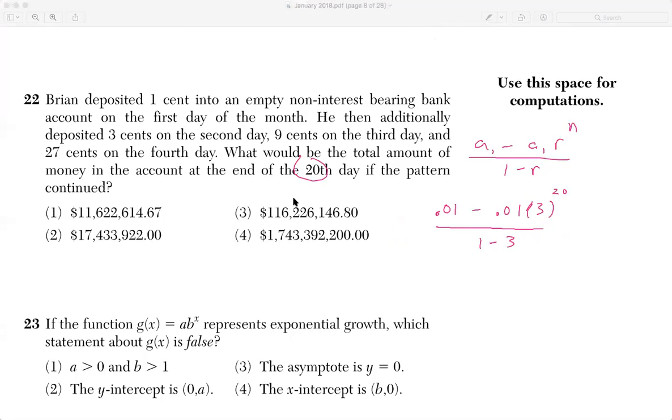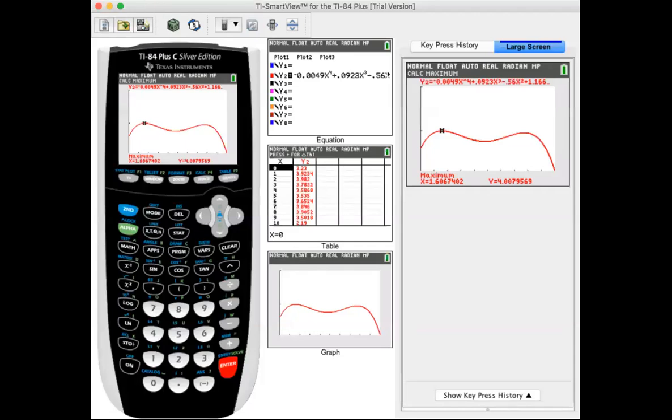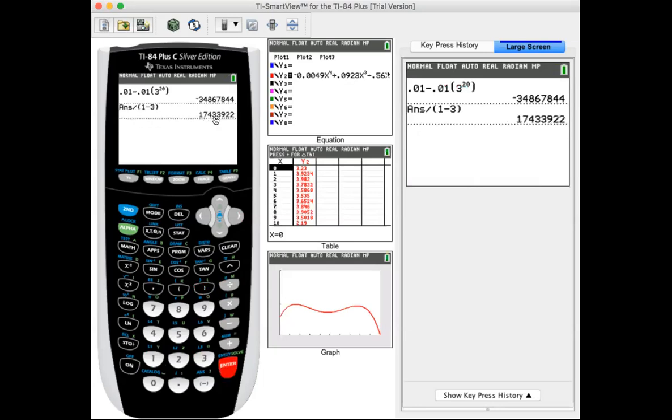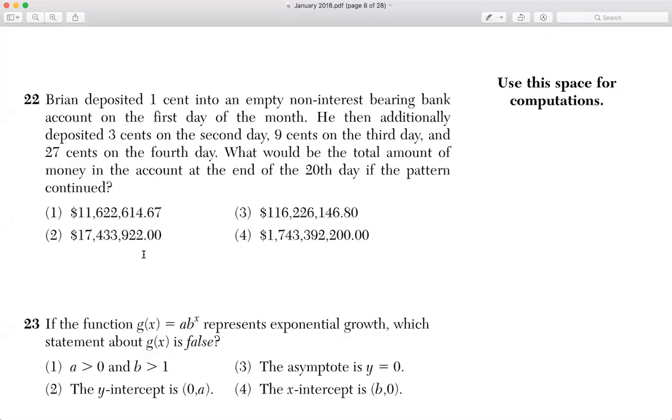Let's see, you do this out. Pull up the calculator. So we do 0.01 minus 0.01 times 3 to the 20th, and that whole thing divided by 1 minus 3 is 17,433,922. So it's answer choice 2.